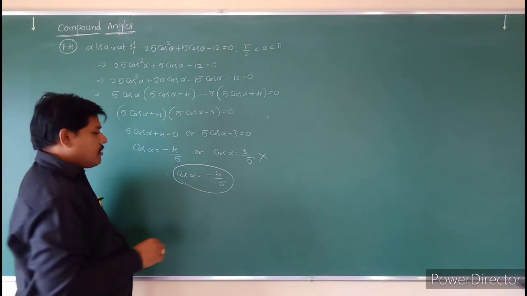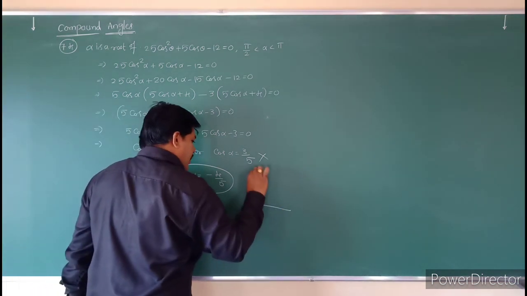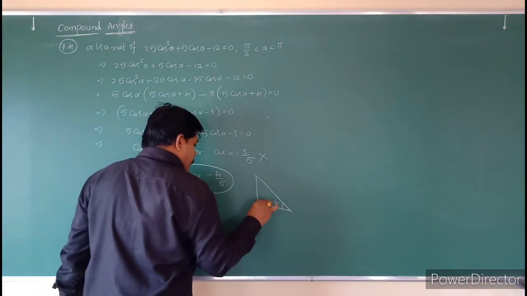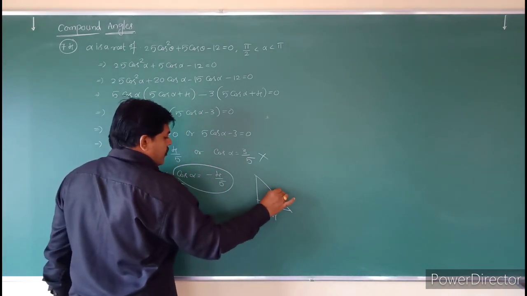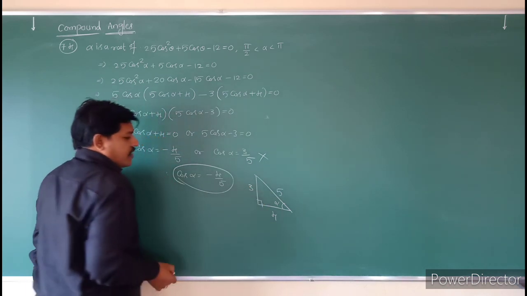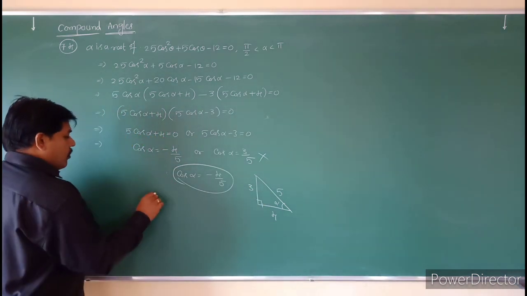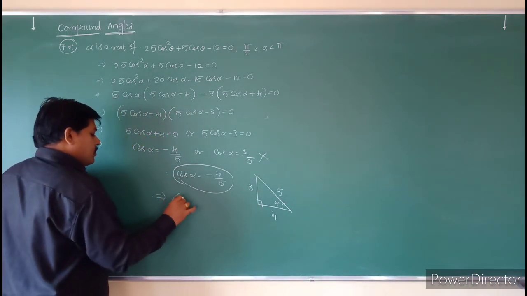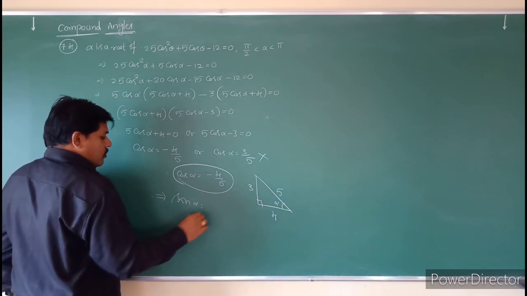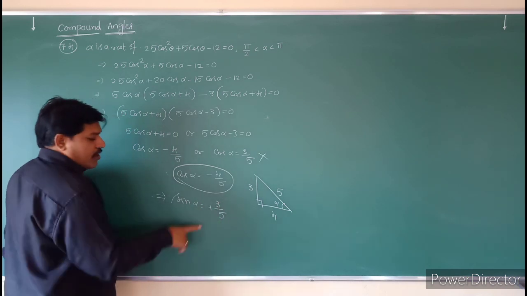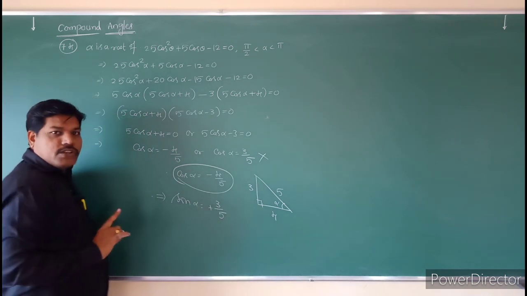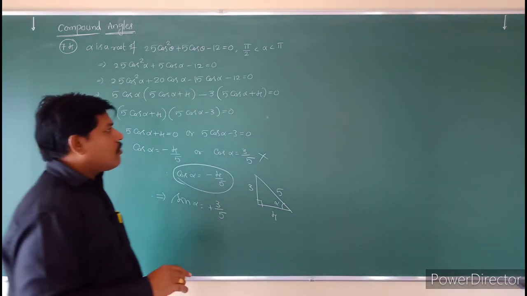If cos alpha is minus 4 by 5, take the triangle. What happens, students? The adjacent side is 4 and the hypotenuse is 5, so automatically the opposite side will become 3. That implies sin alpha is equal to 3 by 5, and it is plus. Why? Because in the second quadrant sin is positive.